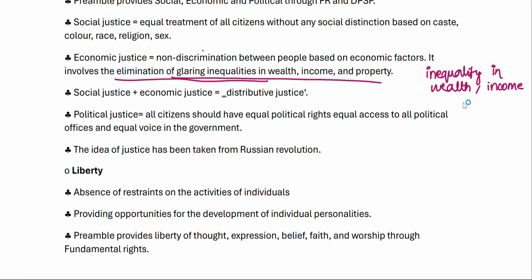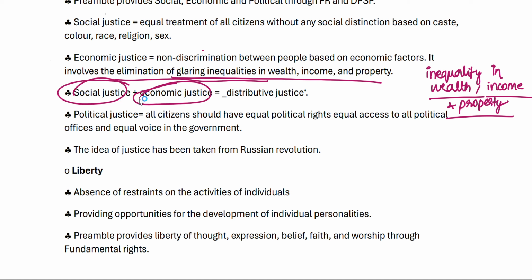So there is inequality in wealth, income, and property. Social and economic justice together is distributive justice. So social plus economic is equal to distributive justice, right?